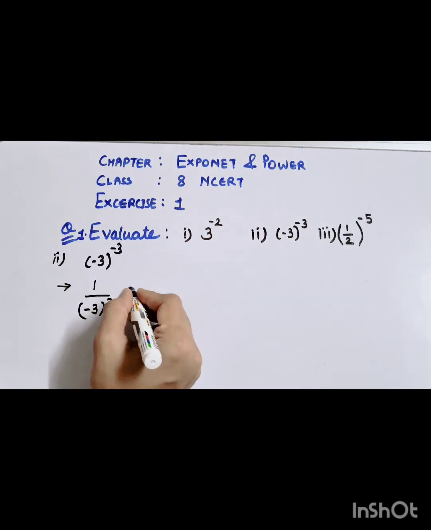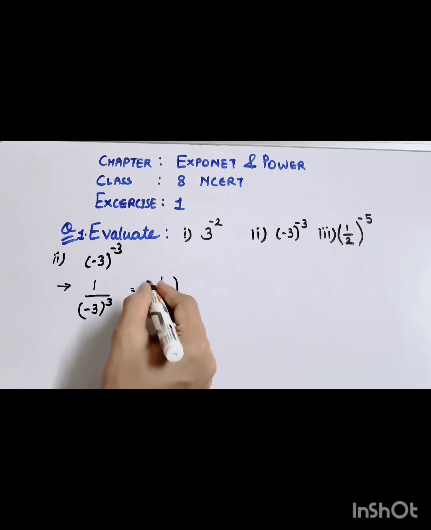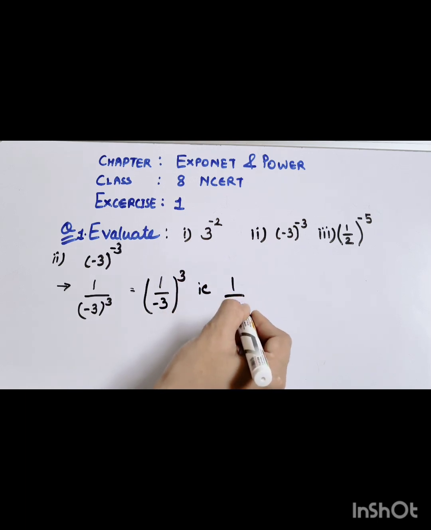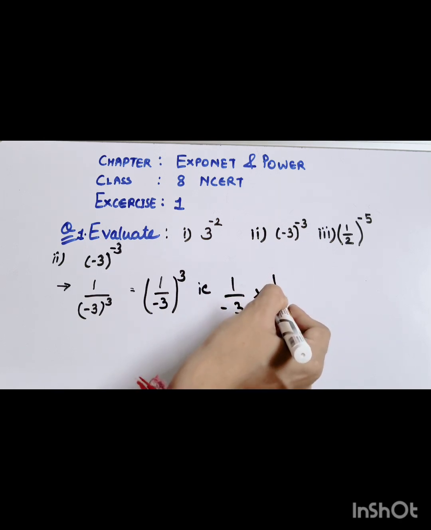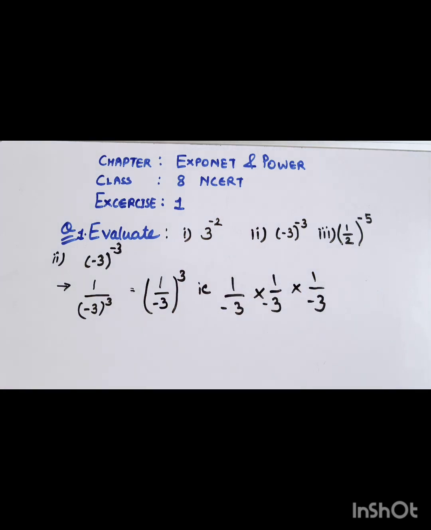So same way, 1 by minus 3 raised to the power 3, that is 1 by minus 3 into 1 by minus 3 into 1 by minus 3. Okay, so this minus 3 into minus 3 is plus 3, and plus times minus is minus, so 3 3s are 9, 9 3s are 27. So our answer is 1 by minus 27.